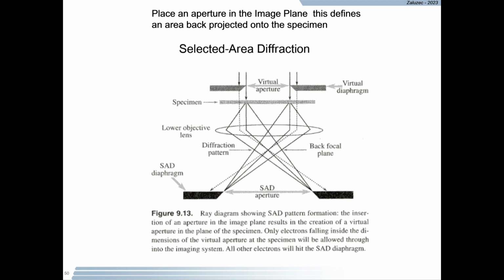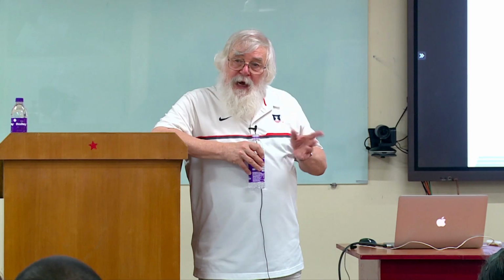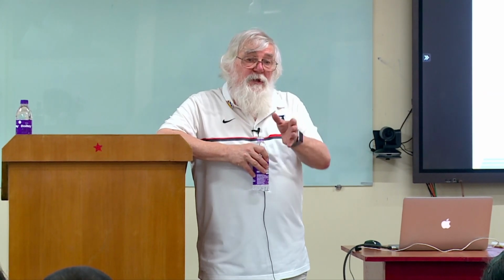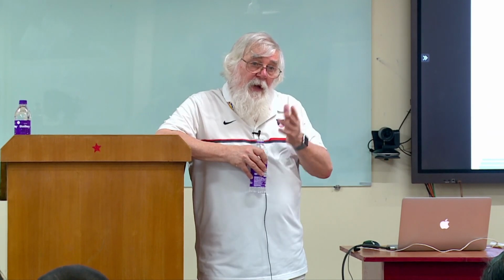Select area diffraction is a methodology by which we can get a diffraction pattern from a certain area of the sample only. Okay? If I put a beam down on the sample and there are a lot of grains all over the place, I'm going to get diffractions from everything. Ideally, I would like diffraction only from one spot or one interesting area. How do I do that?